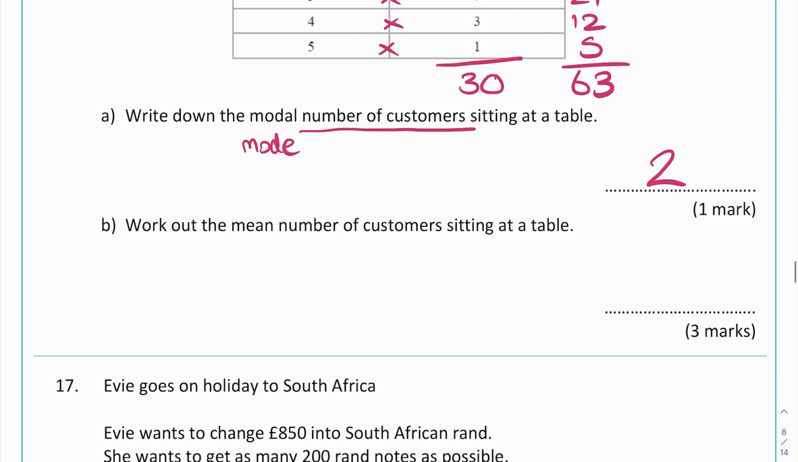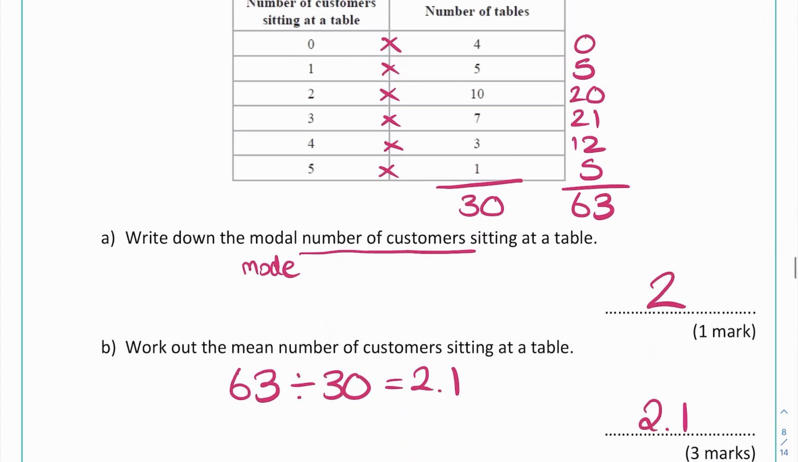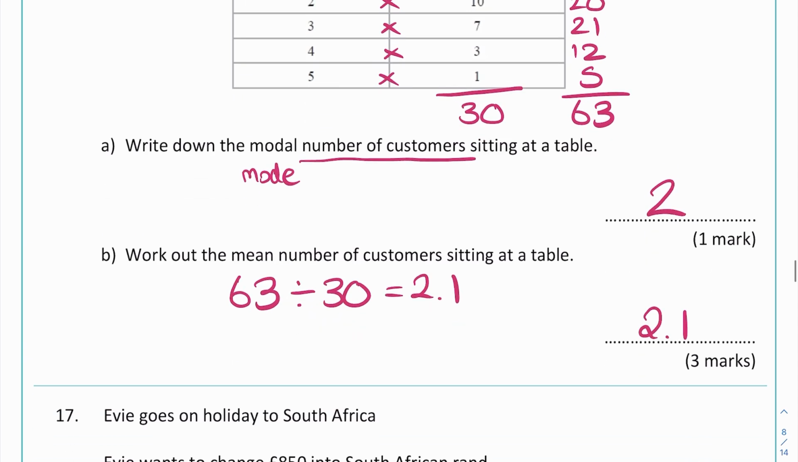So to work out the mean, the total number of customers is 63. And there are 30 tables. So 63 divided by 30. Let's see what we get. We get 2.1. So our final answer is 2.1, and 2.1 is our mean. There we go, so there is working out the mode from a table and also working out the mean.